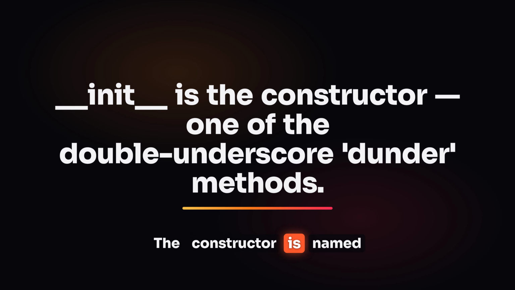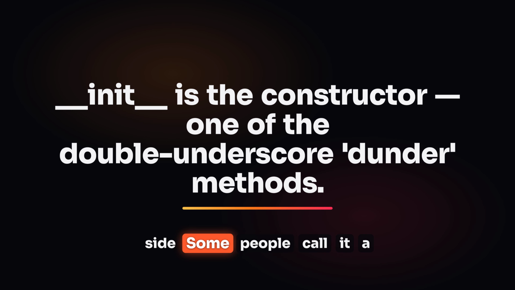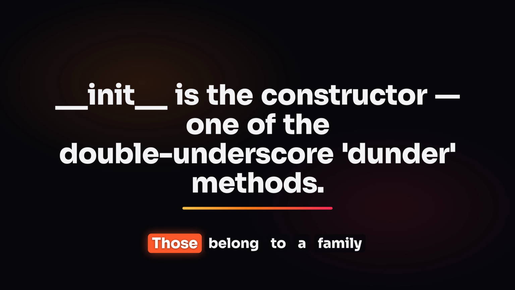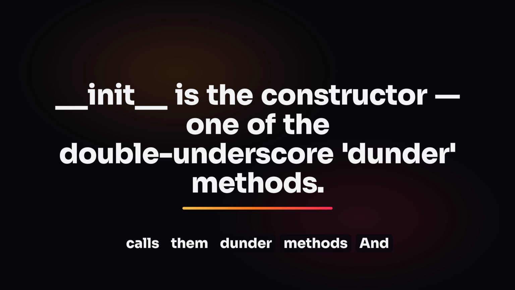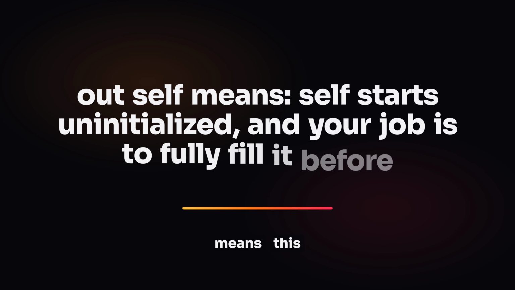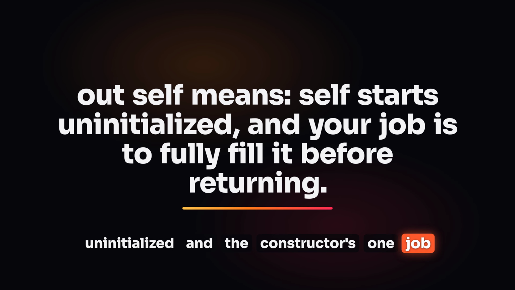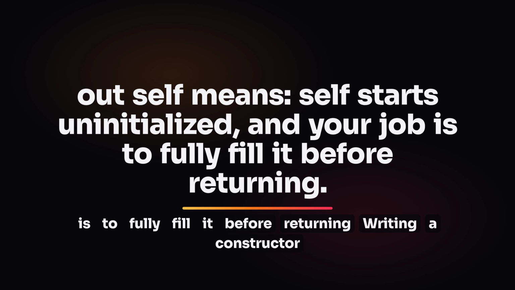The constructor is named init, with double underscore on each side. Some people call it a dunder method. Those belong to a family, like in Python, everybody calls them dunder methods. And notice self uses the out convention here. Out self means this instance starts uninitialized, and the constructor's one job is to fully fill it before returning.